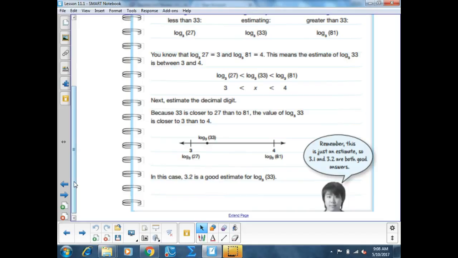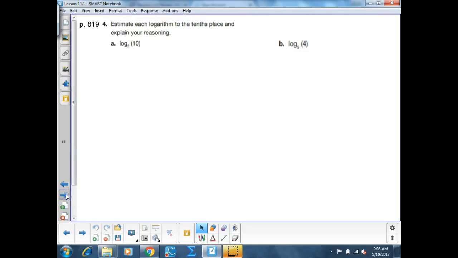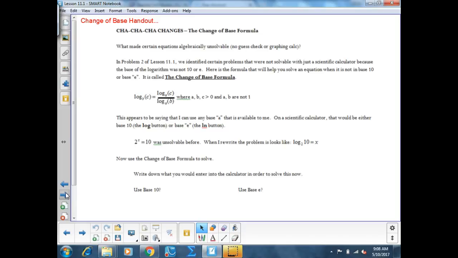They kind of put us where we should be. But in math, 2 plus 2 is 4. It's not about 3.9, you know what I mean? It's 4. And so we need to come up with a way that we can get the exact value of these logarithms. How we do that is something called the change of base formula, and the change of base formula is right here.